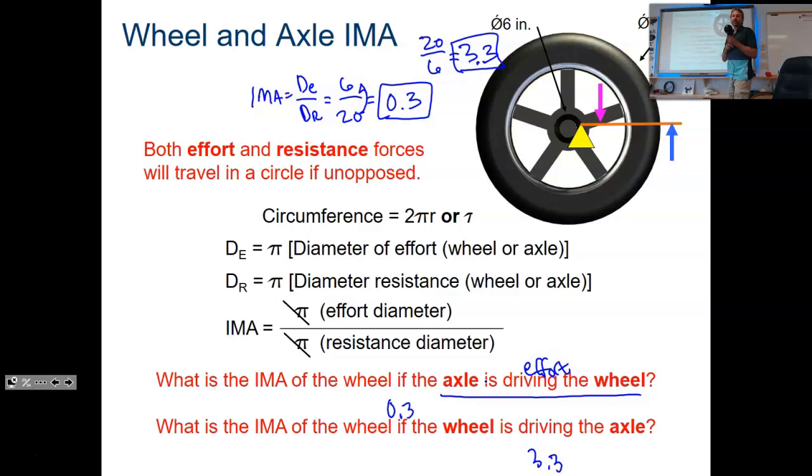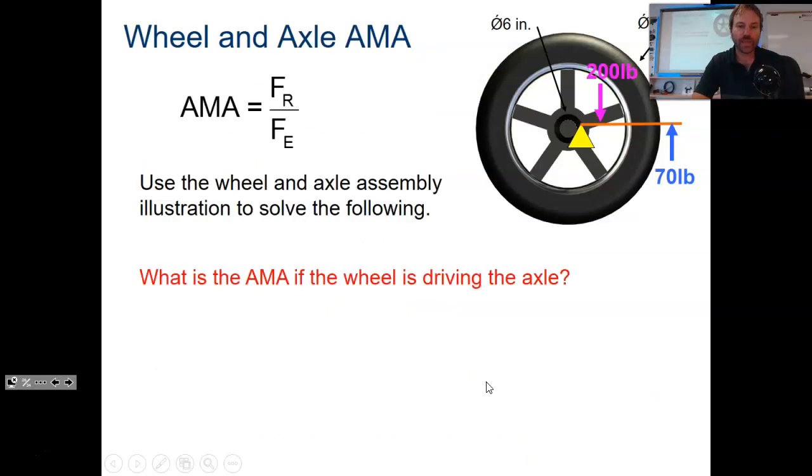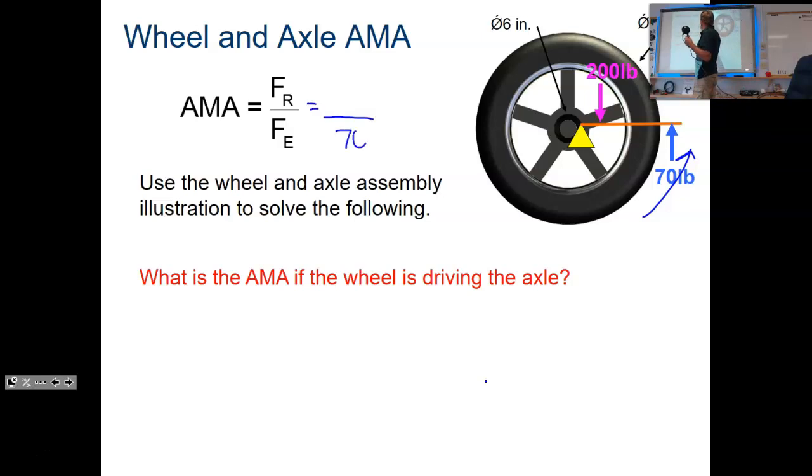So 0.3 and 3.3. Those are the ideal mechanical advantages depending upon which one you, the user, are exerting your force on. Your actual mechanical advantage: what is it if the wheel is driving? So it looks like we're putting our force here. The force of exertion is 70. If I'm exerting 70 pounds, that's the exertion. That means the other force, 200, is going to be the resistance.